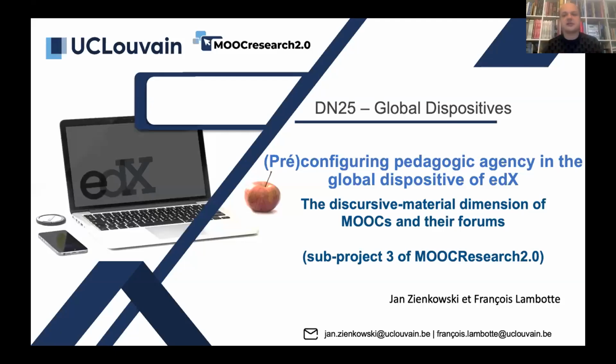Teachers, learners, and the different entities present in the learning process that's supposed to be triggered on MOOCs is being pre-configured actually through the dispositive of edX. And we will focus specifically on the discursive material dimension of MOOCs. So the idea would be that we're not just focusing on the discourse about MOOCs, but also on the different material and discursive components that constitute the MOOC itself, and may end up pre-configuring or inviting certain forms of agency among learners, teachers interacting on MOOC forums, basically.